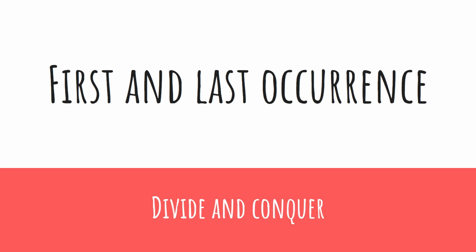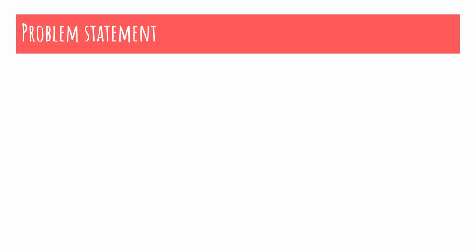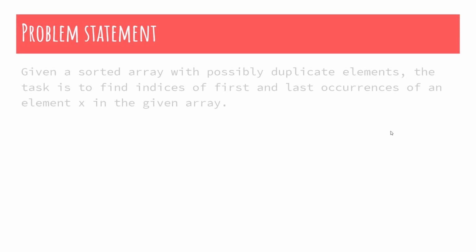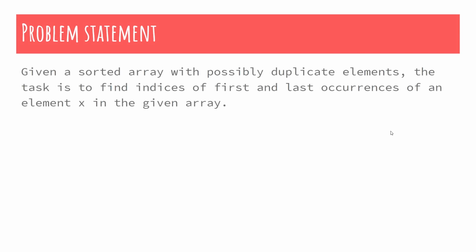Let's get started with the problem statement. Given a sorted array with possibly duplicate elements, the task is to find the indices of the first and last occurrences of an integer or element x in the given array.